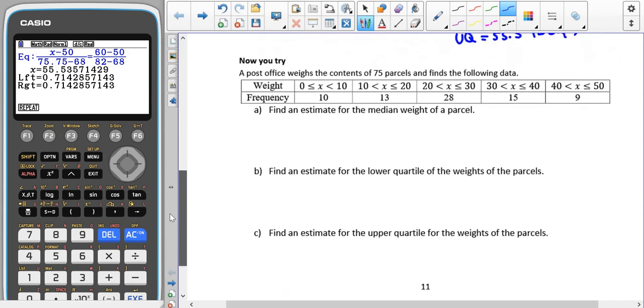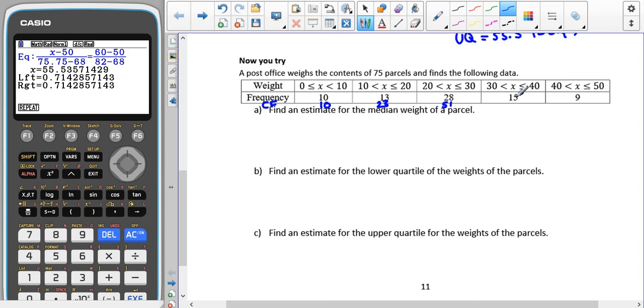So I'd now like you to pause the video and give the Now You Try a go. Remember that this time our data is going across, so when we are doing our cumulative frequency, I'm just going to help you with that before I want you to pause the video. At the end of this first interval we have 10. At the end of the next interval we have the 10 and the 13, which gives us 23. At the end of the next interval, we have the 10, the 13 and the 28, so that gives us 51.